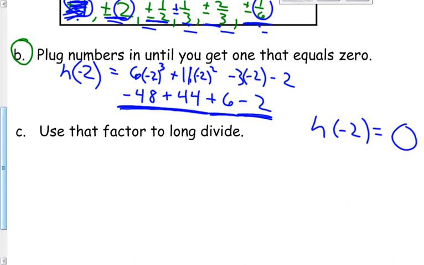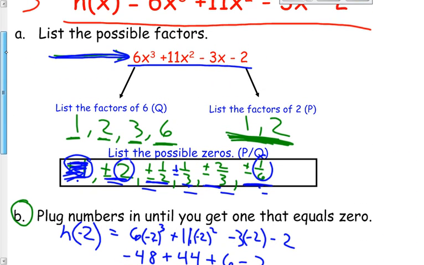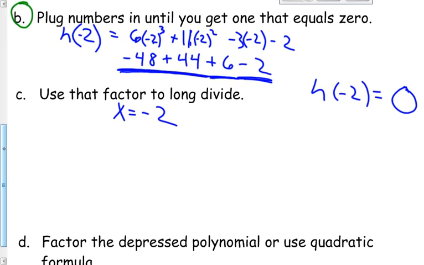That's exciting stuff, right? Good. We got our 0. This is good news. Step B is done, and step B is the most dreadful step. Okay? So now what we're going to say, class, is we're going to use that factor to long divide. So we said that x equals a negative 2. So when we put a negative 2 in for x, it gives us a 0. So that means this is the 0, so use the factor.